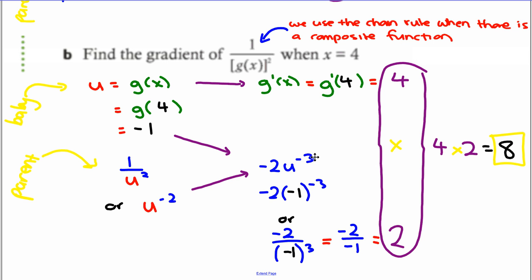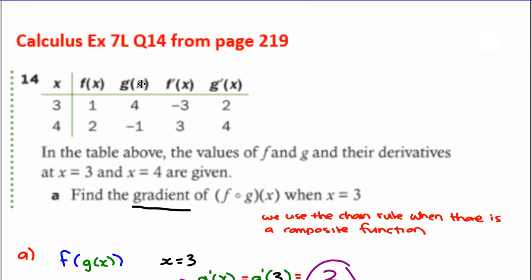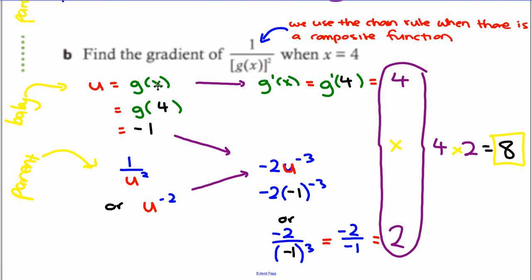Again, we've now got to sub in what u is. You could put u in red if you want, just so you see where u is coming from. Because remember, we've got to sub in what u is at x equals 4. So u at x equals 4 is g of 4, and g of x at 4 is negative 1. So I found out what u is at x equals 4. It's negative 1, and that gets subbed in for u. So negative 2u to the minus 3 is negative 2 brackets negative 1 to the minus 3.